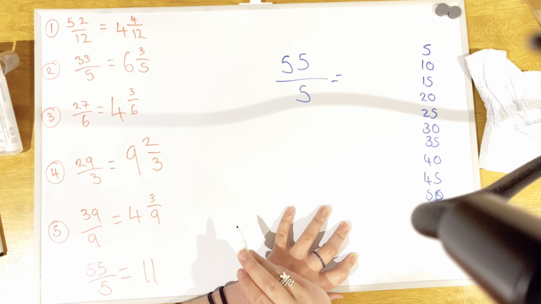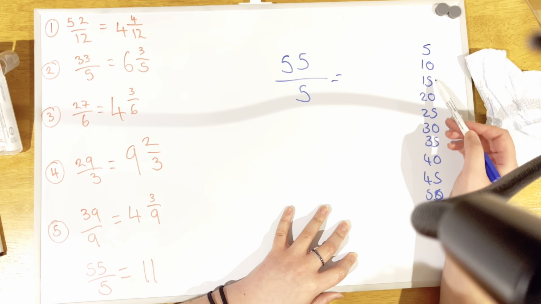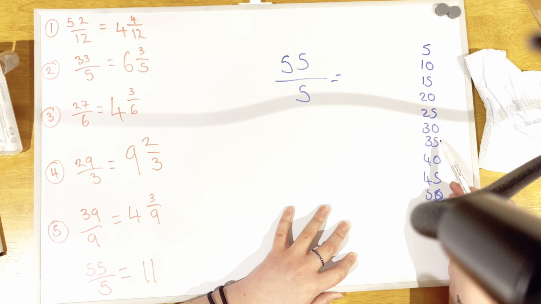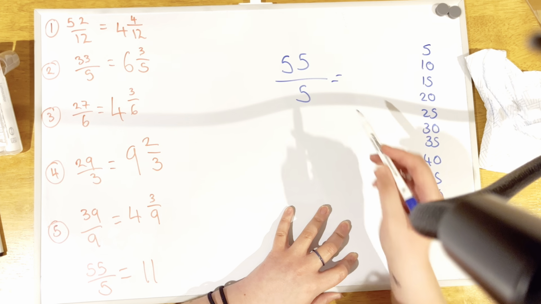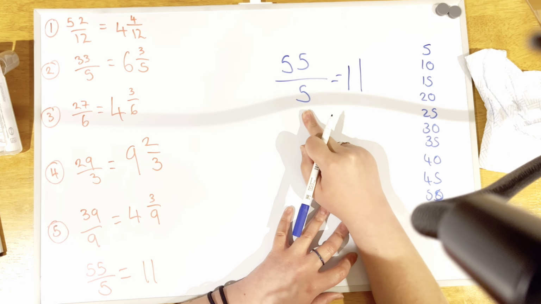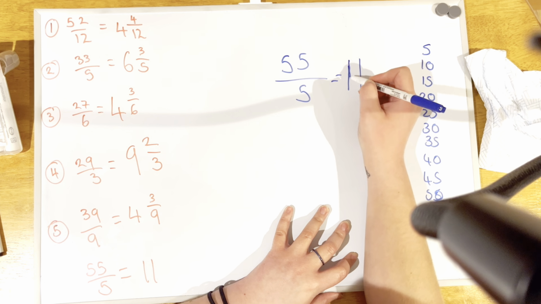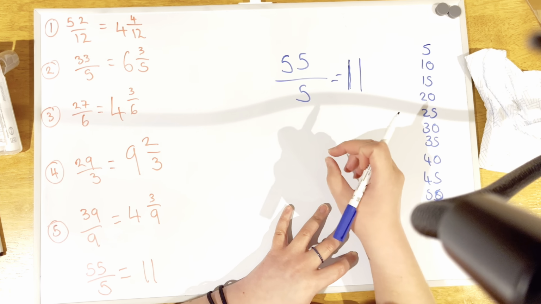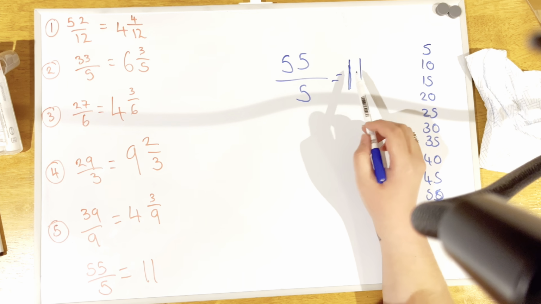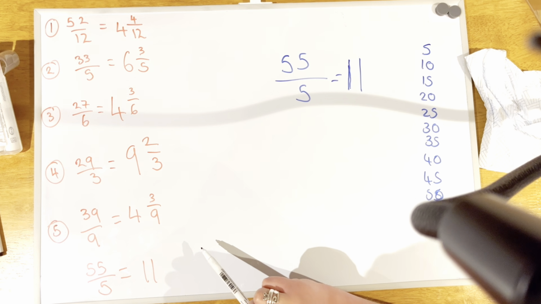So let's count how many times. 1, 2, 3, 4, 5, 6, 7, 8, 9, 10, 11. So 5 goes into 55 11 times. So it's just a whole number and we have no fraction, no part of our whole. So our answer is just 11.